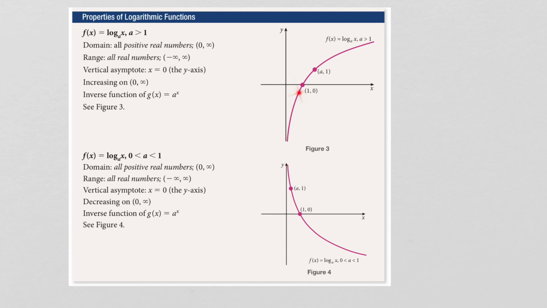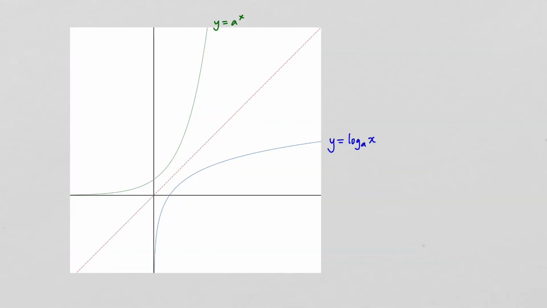Now, why does it have this particular shape? Well, it turns out that a logarithmic function, base a, is nothing more than the inverse of the exponential function with the base a. So let me bring in a graph of each of those functions so that we can compare. So as it turns out, y equals the logarithm base a of x is the inverse function to y equals a to the power x.